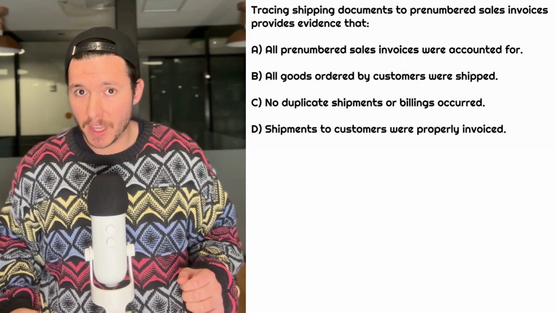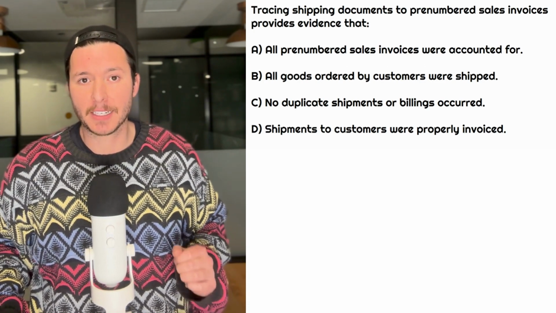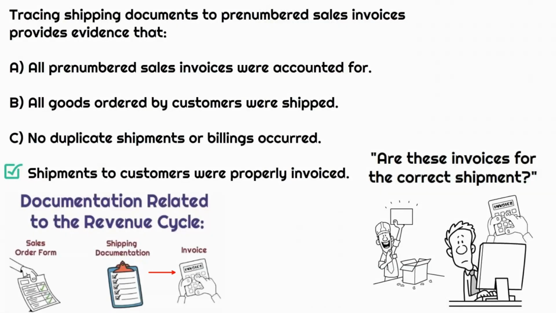Okay, so now let's think about why the incorrect answer choices are in fact incorrect. Taking a look at this first option, all pre-numbered sales invoices were accounted for. Tracing transactions from shipping documents to sales invoices would help verify that the pre-numbered sales invoices were accounted for, but it would not necessarily provide information about the accuracy of the invoicing. And this is because it's possible for invoices to be numbered and accounted for, but still contain errors or omissions.